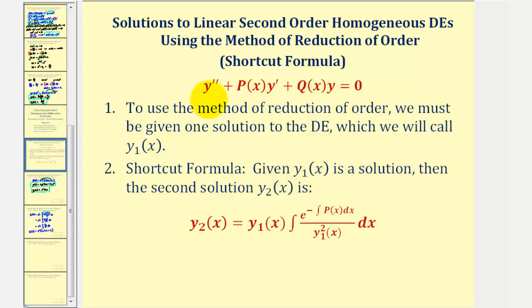Next, in order to apply the shortcut formula and the reduction of order method, we do have to be given one solution to the differential equation, which we'll call y sub 1 of x. So if the differential equation is in this form, and we're given y sub 1 of x, one solution, we can find a second solution, y sub 2 of x, using this formula here. Notice this integral here does involve p of x, which will be the coefficient of the y prime term. Let's take a look at our example.